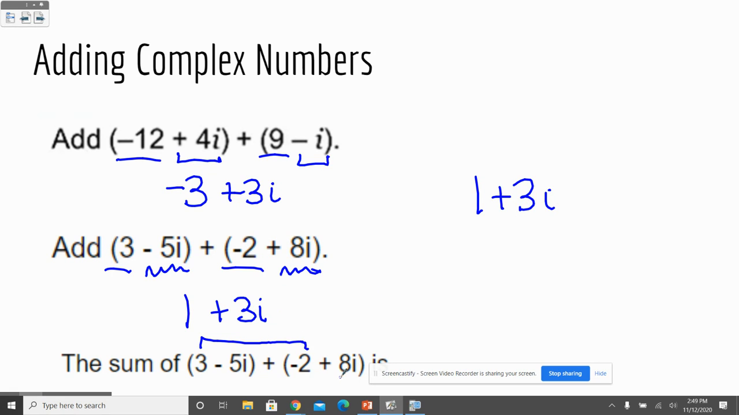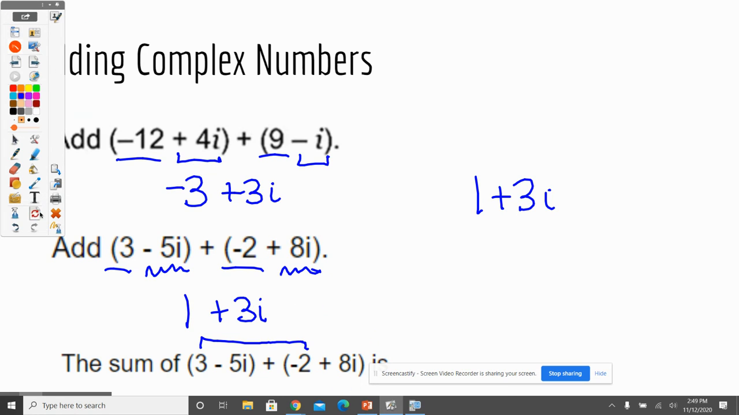So these two are the same. And I don't know why I wrote it down twice, but I did. So that is strange.